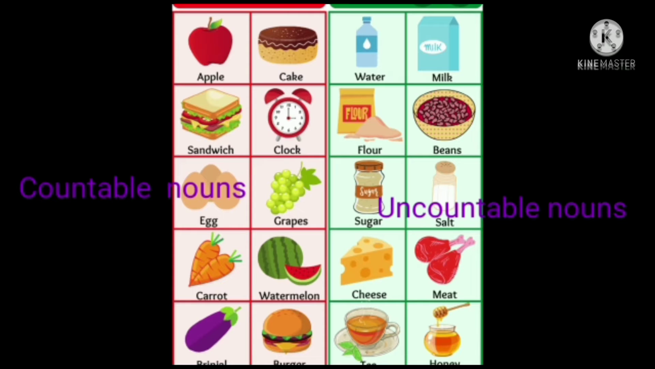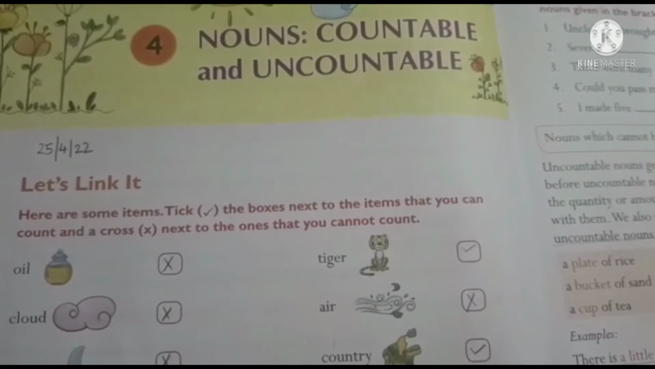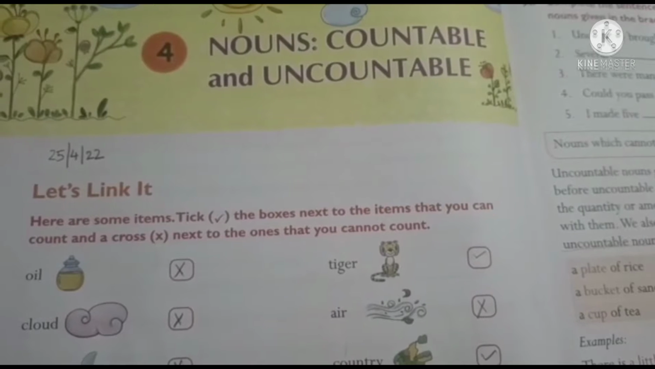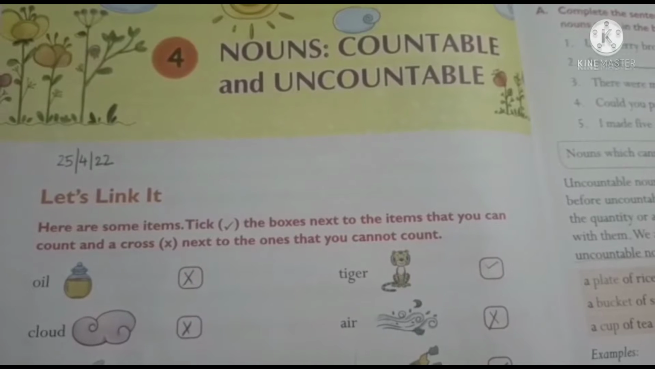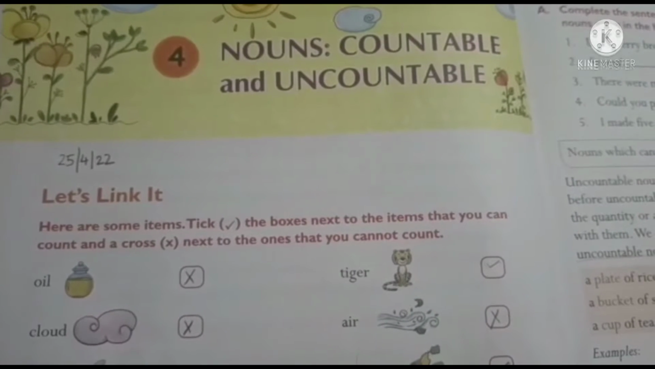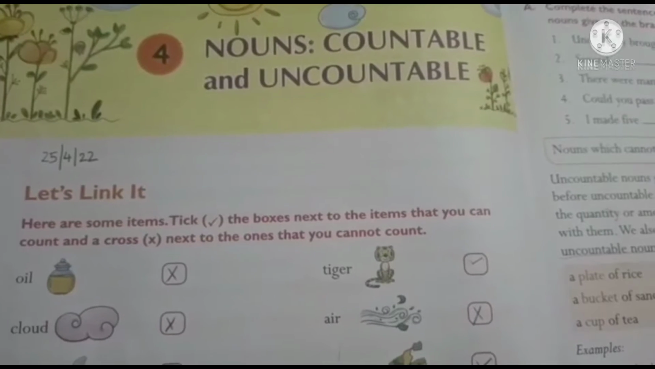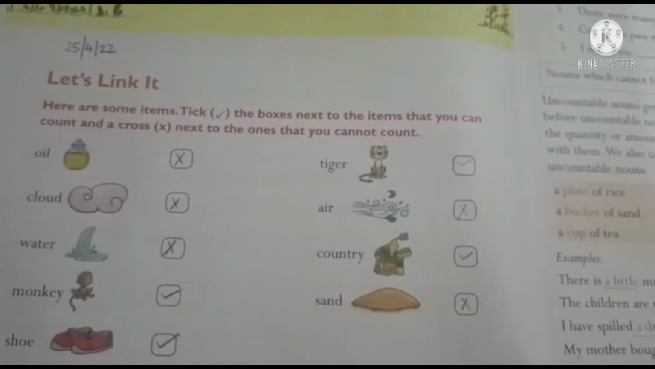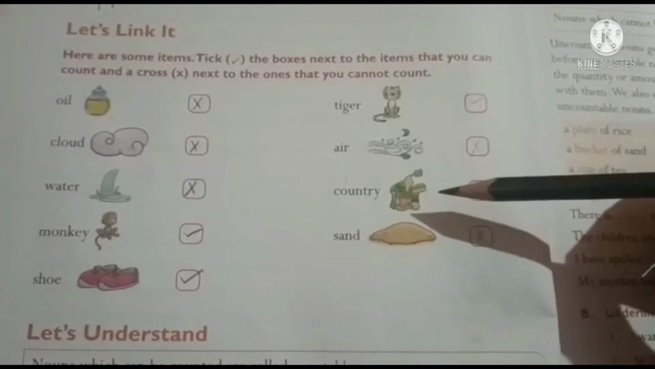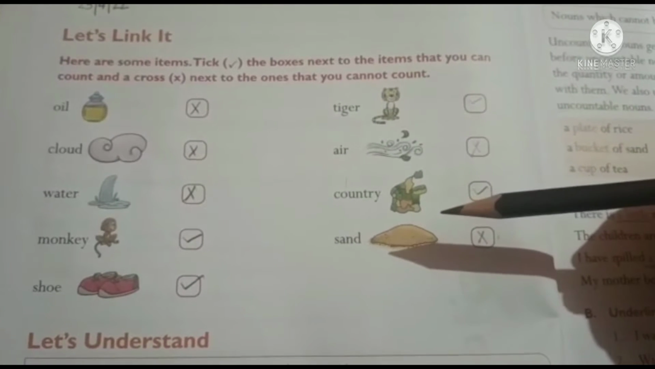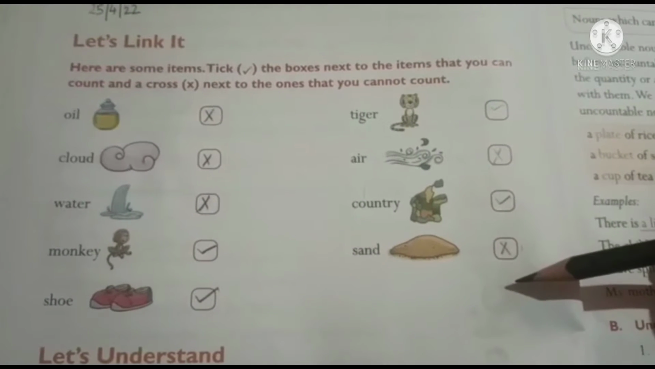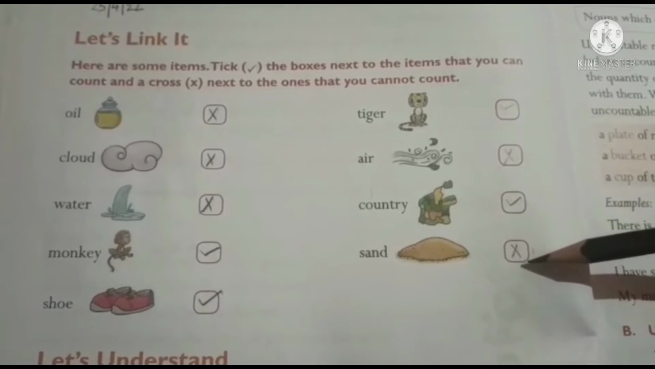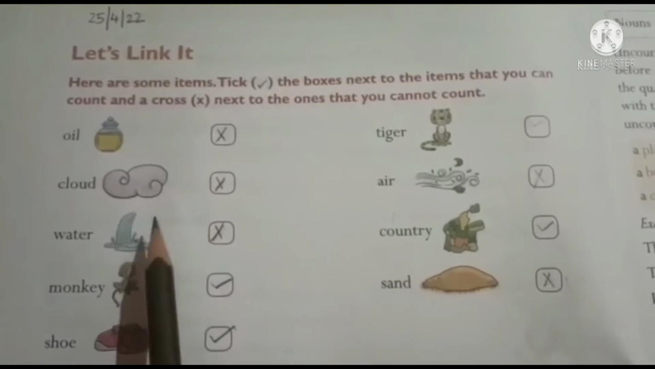Now let us see the work in your grammar book. So take out your books. So children, we are going to start chapter number 4, nouns, countable and uncountable. We have already completed chapter 1, subject and predicate. And even if you have completed chapter 4, just do revision, children, once again. So in chapter number 4, we have a question where you have to put a tick mark next to the items that you can count, and you have to put a cross next to the ones that you cannot count. And I have already done this.